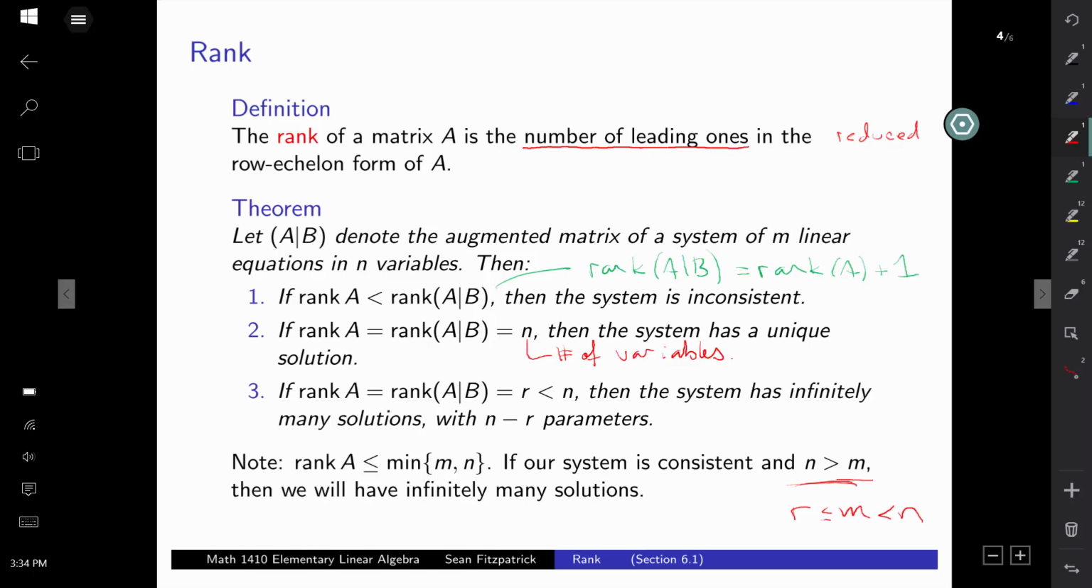And so as long as our system is consistent, if we've got more variables than equations, then we know we have to have infinitely many solutions. It puts us in case 3.